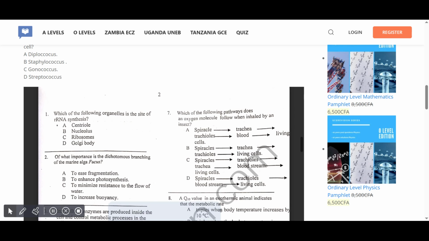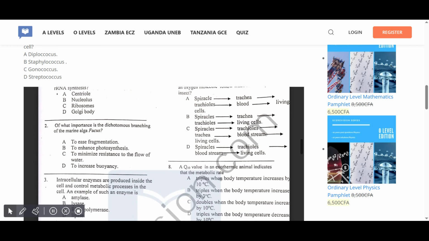A little R, RNA. The answer is C, ribosomes. Question 2. Of what importance is the dichotomous branching of the marine algae fucus? The answer is C, to minimize resistance to the flow of water.